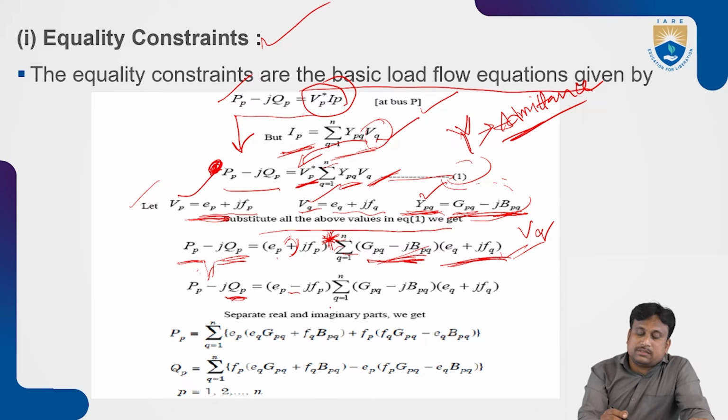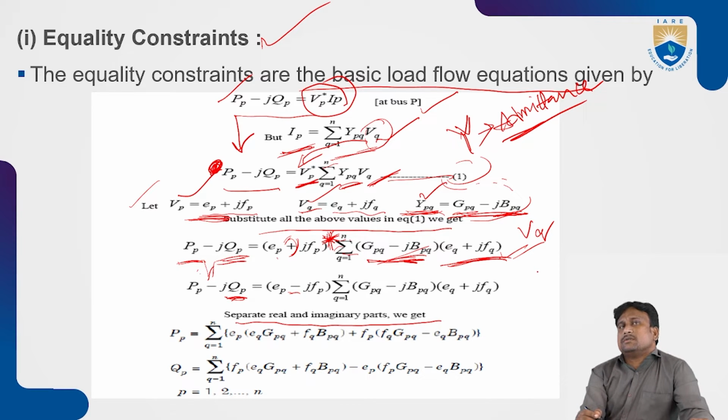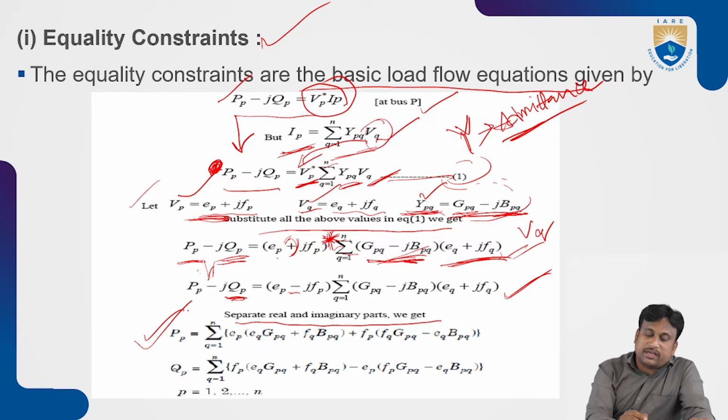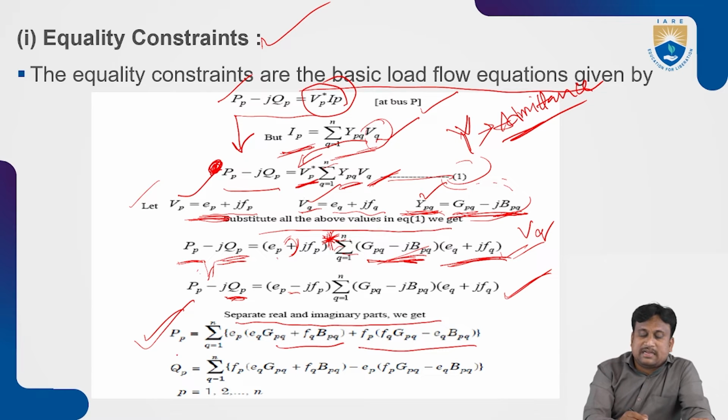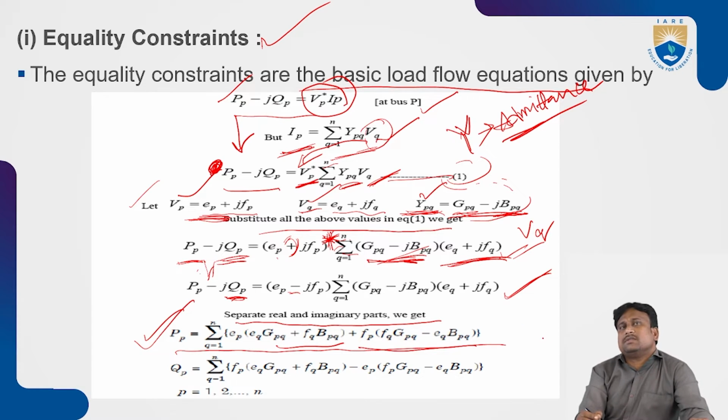Now, next we have to separate all real and imaginary coefficients in this expression. Then the real term coefficient is Pp, which equals summation of q equals 1 to N of Ep times (Eq Gpq plus Fq Bpq), which will be added to Fp times (Fq Gpq minus Eq Bpq). This entire equation is called the real term coefficient.